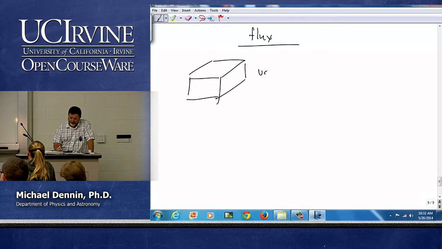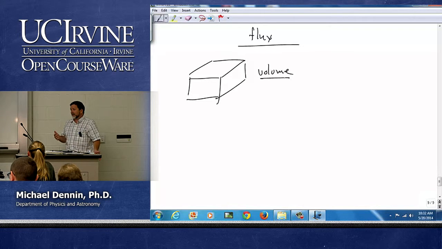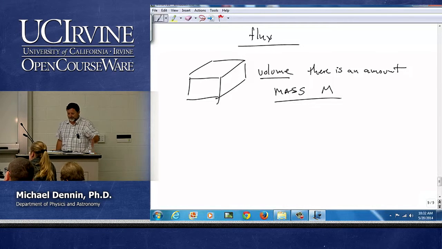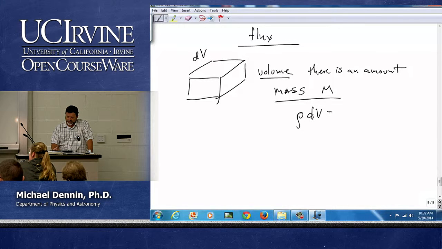We start with a volume. And I'm going to do it in terms of mass. Okay? There's an amount of mass m in the volume. So if this is a small piece of volume dV, and there's some density, then the dm, the small piece of mass, is given by rho dV.